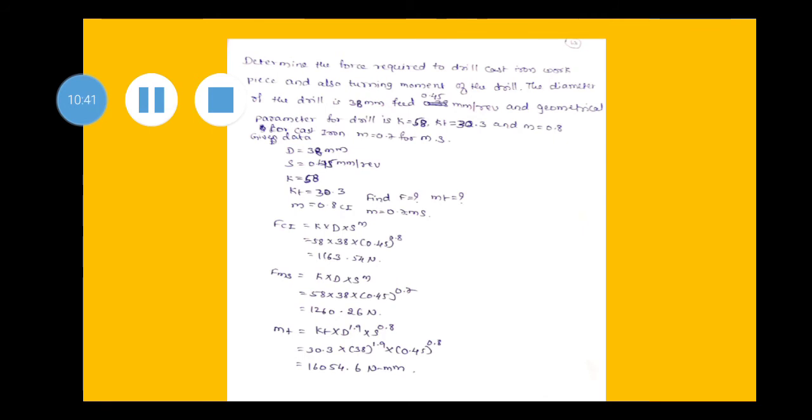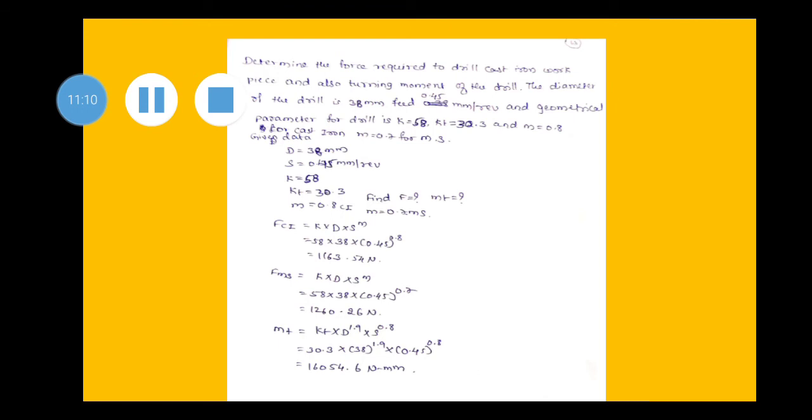First you have to find the force for cast iron. Here F for cast iron is equal to K into D raised to S raised to M. K is 58, diameter 38, feed is 0.45 raised to 0.8 for cast iron. So the answer is 1163.54 Newton. Next, mild steel: F for mild steel is K into D raised to S raised to M.